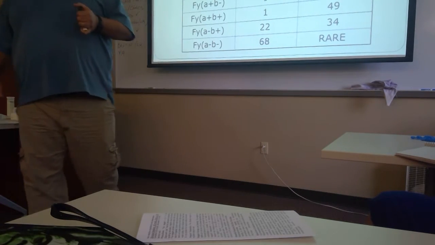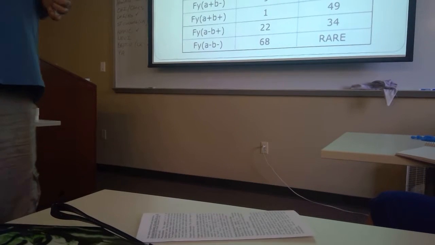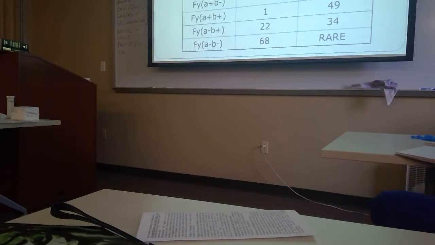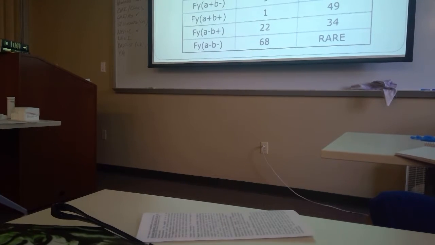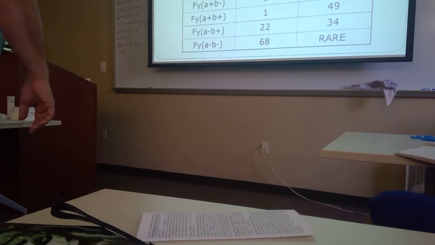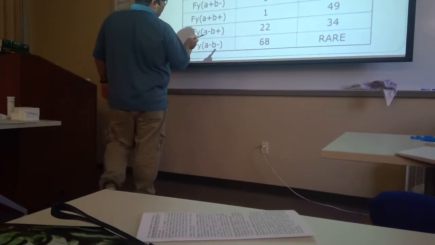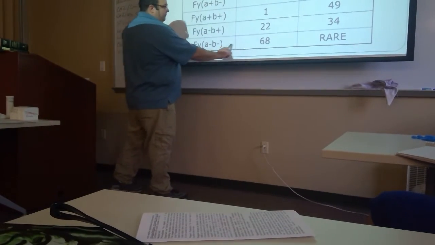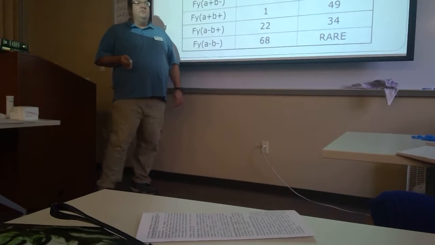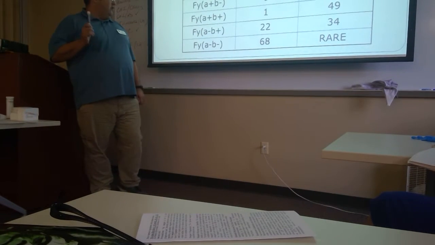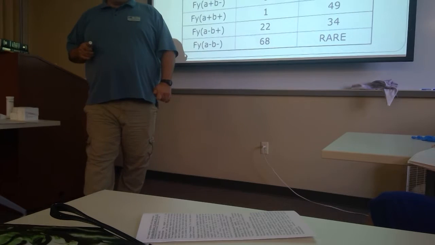Duffy A, Duffy B. Very well expressed at birth. Antigens are destroyed by enzymes. These will definitely show dosage. The most significant thing on this chart is right here at the bottom. 68% of blacks are negative for Duffy A and Duffy B.